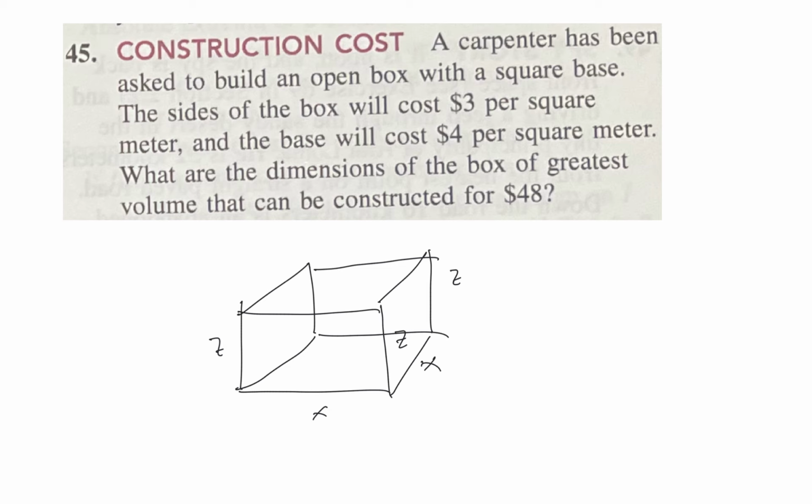What is the volume? The volume is the area of the base times the height. The area of the base is x squared, and the height is c. And what the problem is asking is, you build a box like this one. The top has no material. But this material will cost $3 per square foot.